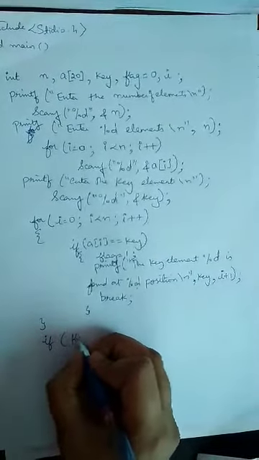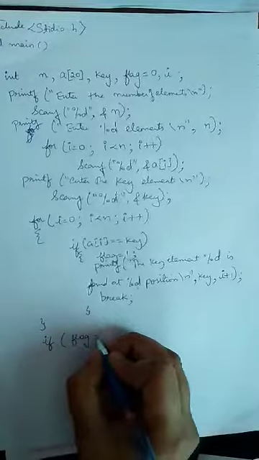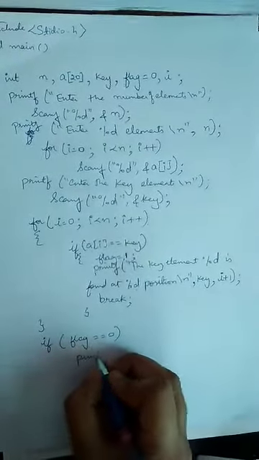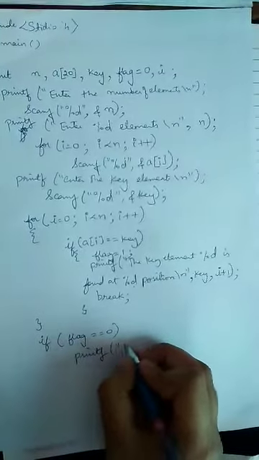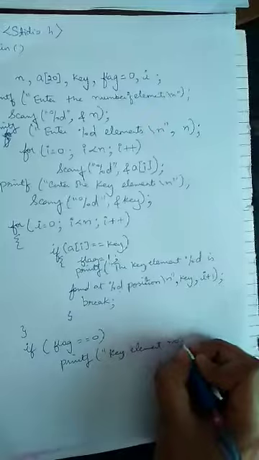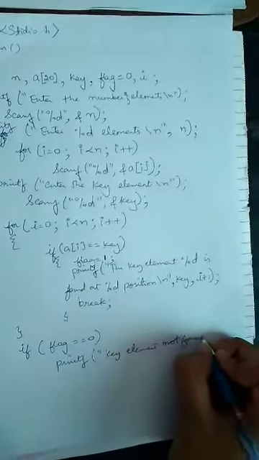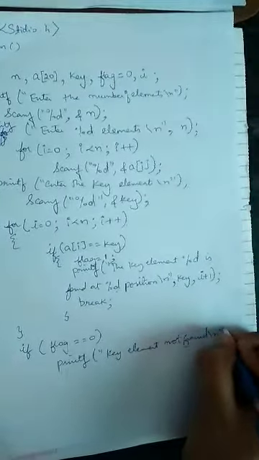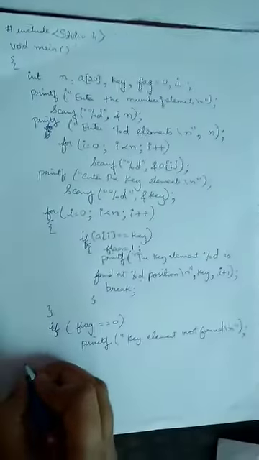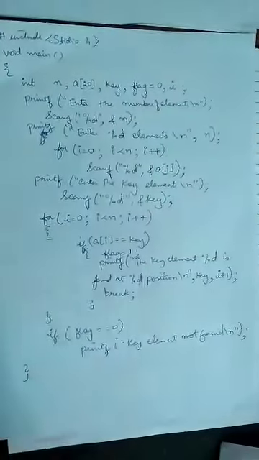If the flag equals 0, what we can do? Printf key element not found. Okay, I can just write key element is not found. If I want, I can print it also, and then just close the main function.